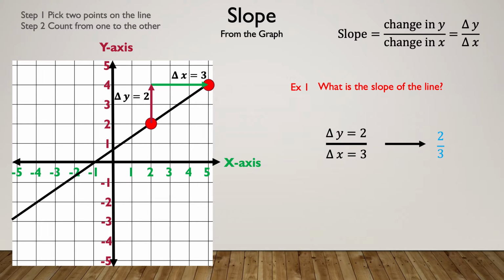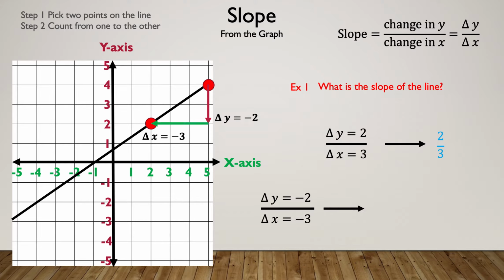Now you may be wondering what happens if we go the other way. Let's check it out and see what happens. So this time we're going to go ahead and start from the top right, and we count down 2 spaces, and since we're counting down, it is -2 is the change in y. Now we're going to go ahead and count to the other point, and now we have 3 spaces to the left, so that's a -3.